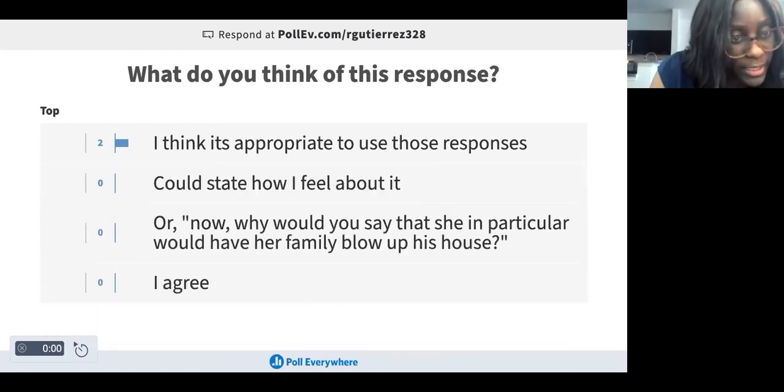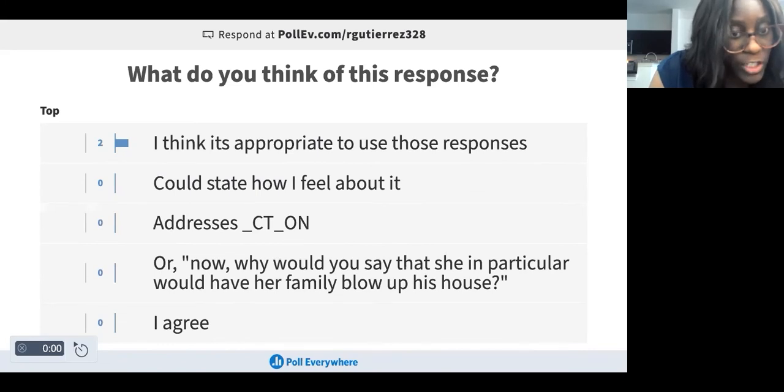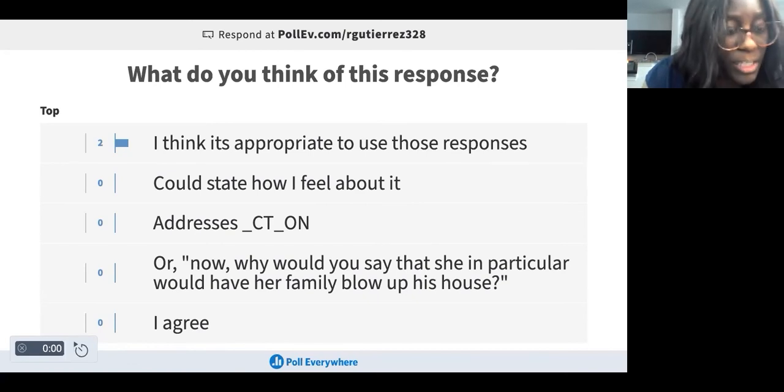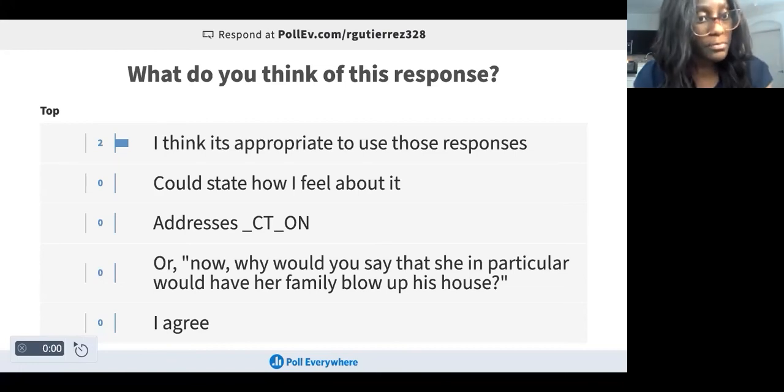Okay, so someone said, "Or now, why would you say that she in particular would have her family blow up his house?" So that's another clarifying question so that you can see what their thought process is. Okay, then someone else is saying that we left some things out. So addressing the C, T, O, and N part of action. And then I see that someone also said you could state how you feel.